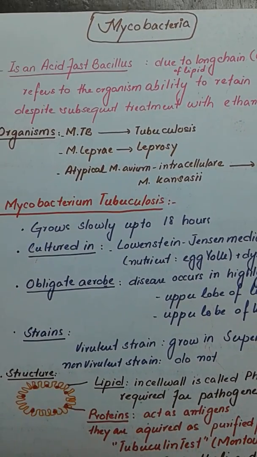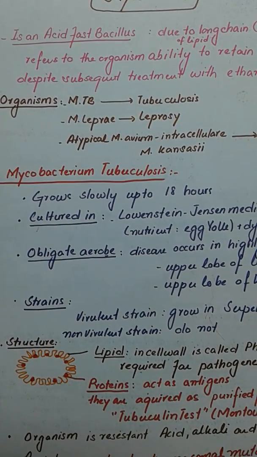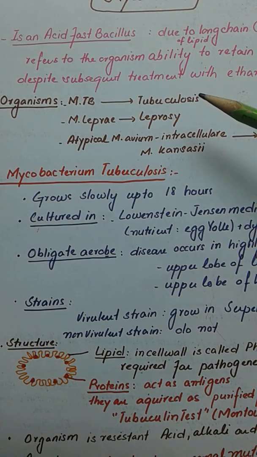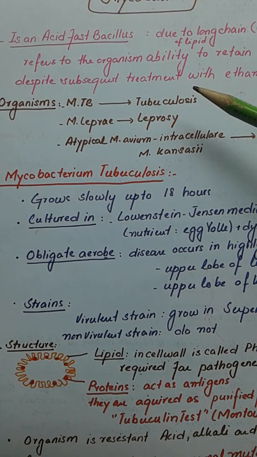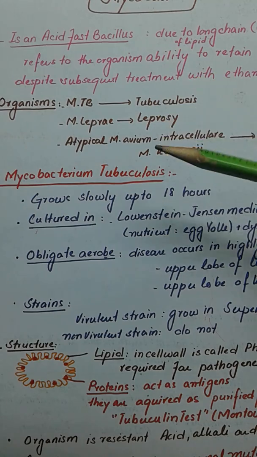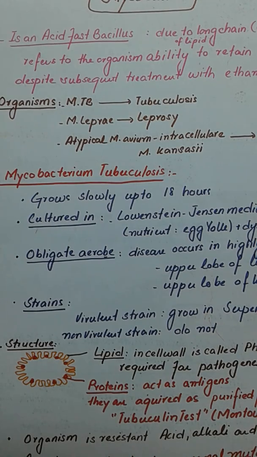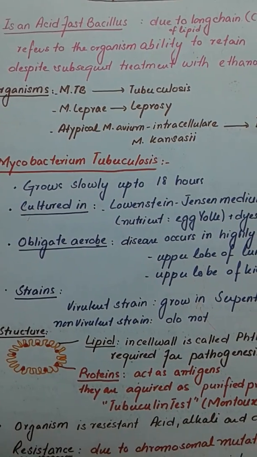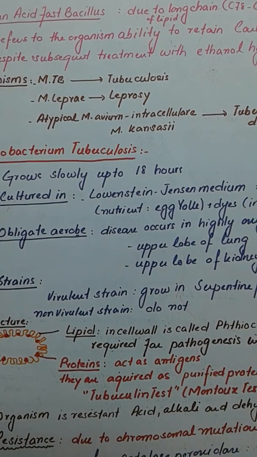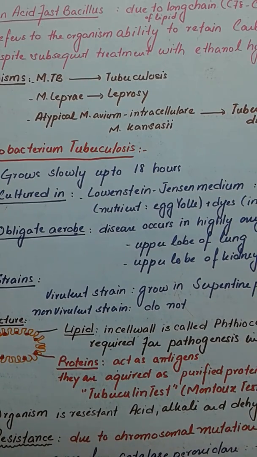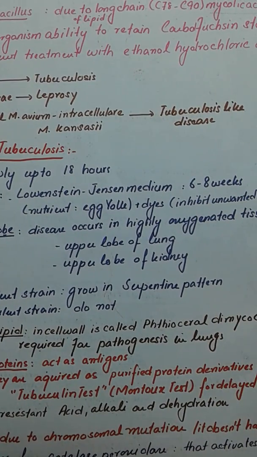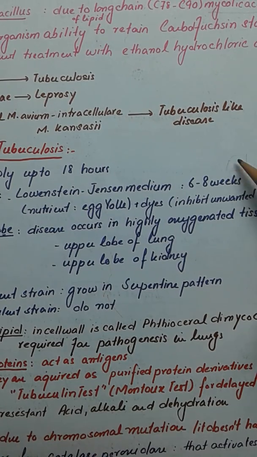Now, this genus consists of various species, which we have already known. Mycobacterium tuberculosis, M. leprae. We'll study all of them. The first one we'll study is Mycobacterium tuberculosis. Now, this is a very slow growing bacteria and it is cultured in two mediums. The first one is Lowenstein-Jensen medium, which basically consists of egg yolk and dye such as malachite green, which inhibits the surrounding flora growth in that respective medium.